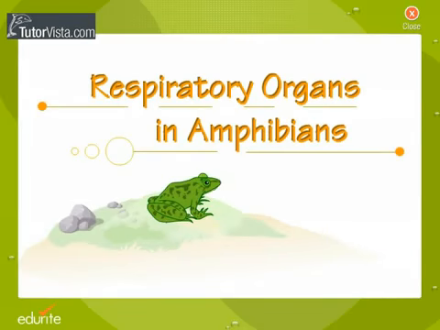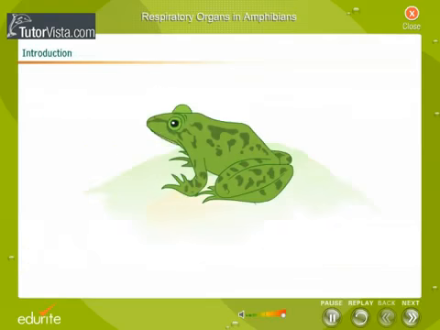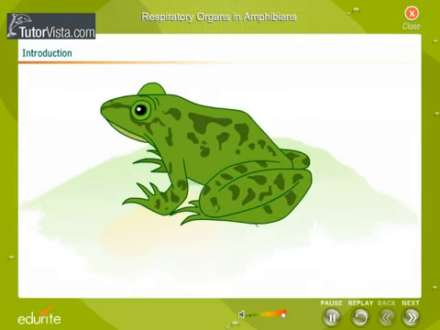Respiratory organs in amphibians. Have you observed a frog or a toad sitting quietly? You would have noticed that though its mouth is closed, the floor of its mouth keeps going up and down. This is because it is breathing through its mouth.